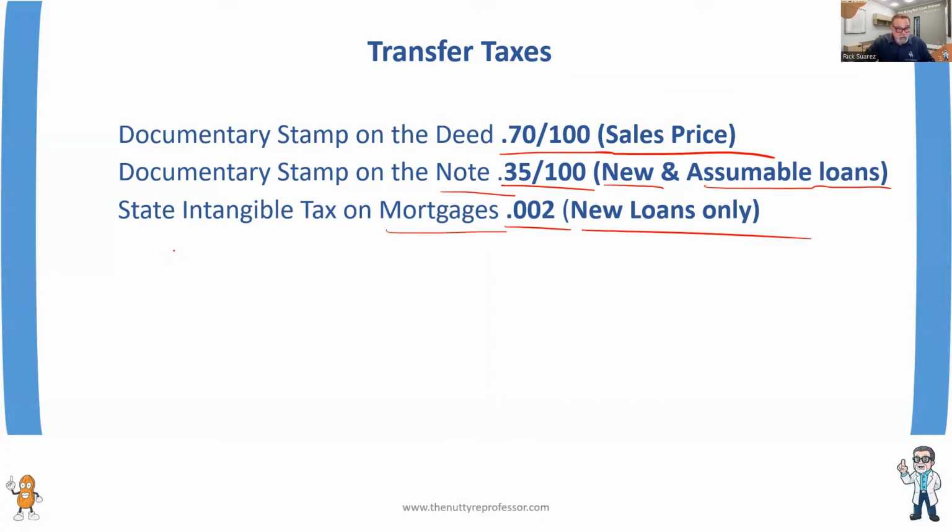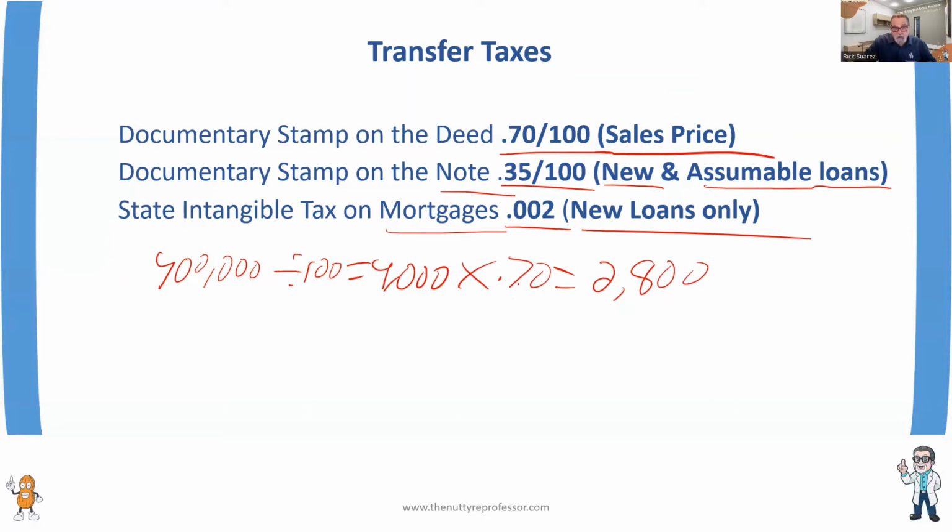So let's look at a quick example. Let's say we're looking at a sales price of $400,000. We're going to divide that by 100. That's going to give us $4,000. And then we're going to multiply that times 70 cents. That's going to give us $2,800.